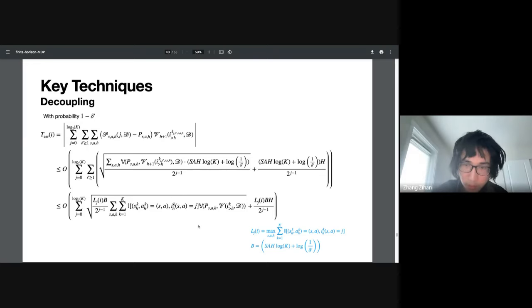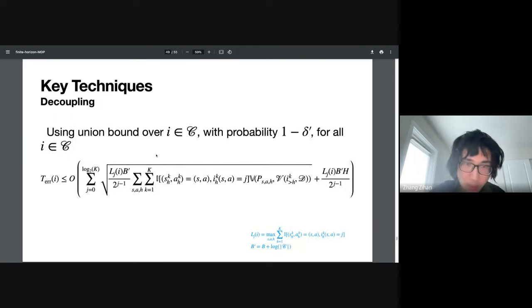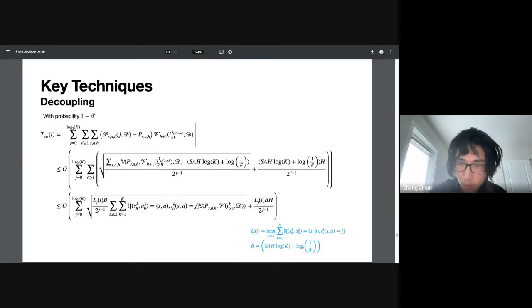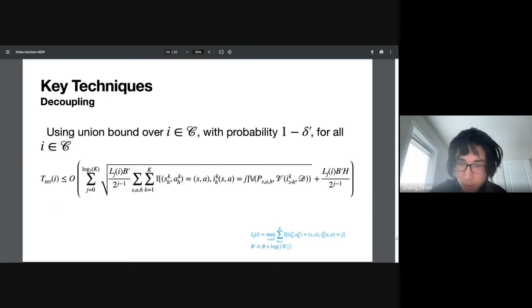Okay. Now we are almost finished. The next step is that now we are working with a fixed small I in the set script C. Now we're going to apply the union bound over all possible values of small I in the set script C. We can bound TI by this term with probably one master term for all I in script C. So here the union bound appears. Since the log one over delta term appears here, it suffices to add log of the size of C to the term B.